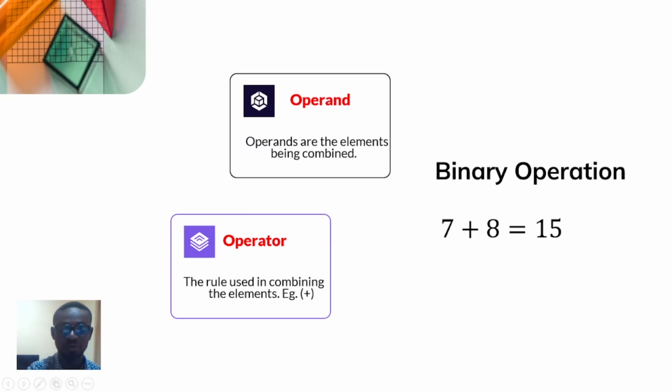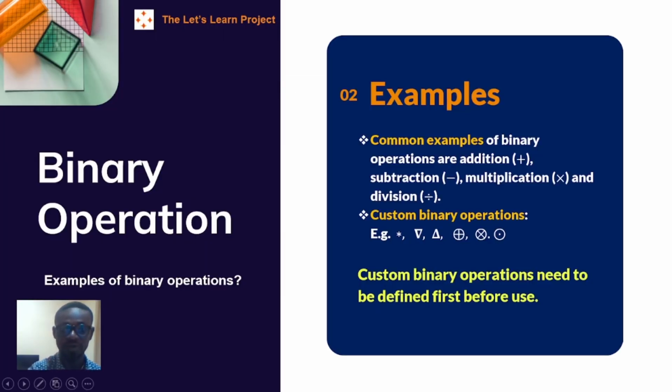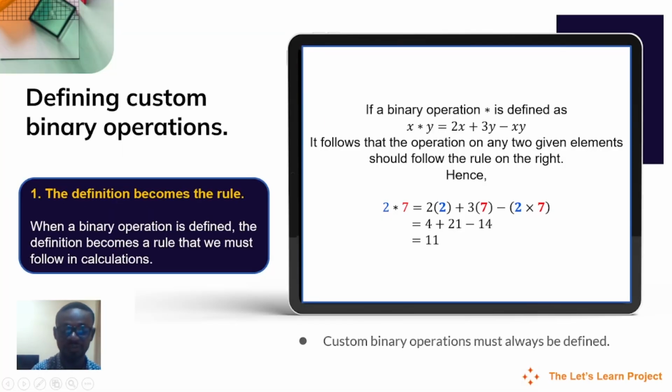We are saying this because these are not the only operators that we have in mathematics. Aside from these, in binary operation, we have some custom binary operators. A few have been listed here for you. We have the star, we have nabla, we have delta, then the rest as stated here. But to be able to use a binary operator, it has to be defined first. So before any binary operator is given to you to use as your operator, you need to be able to define that binary operator first.